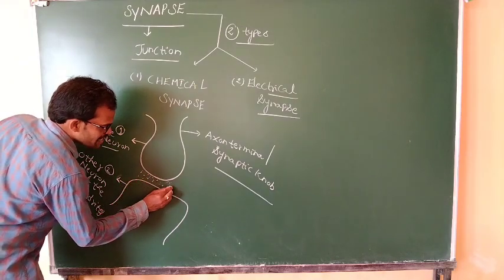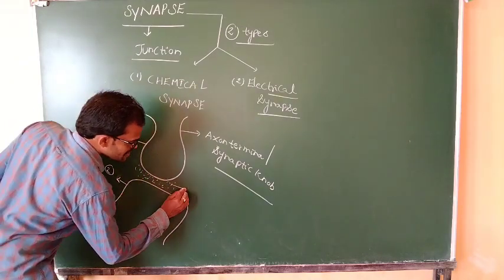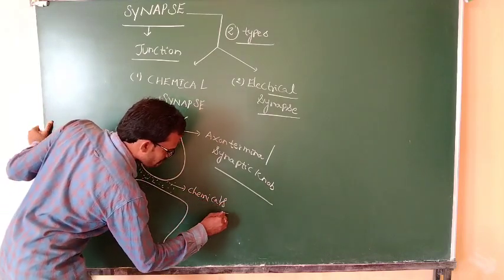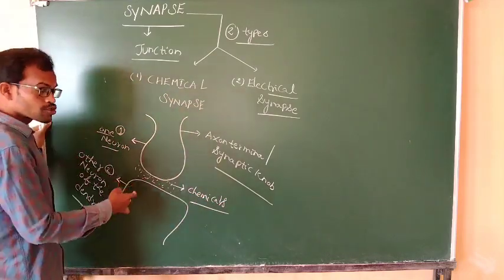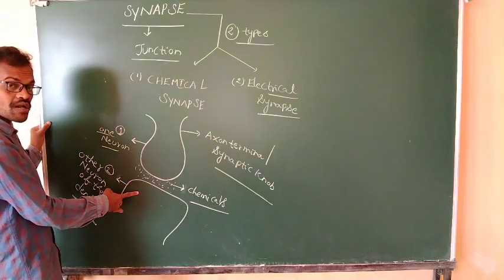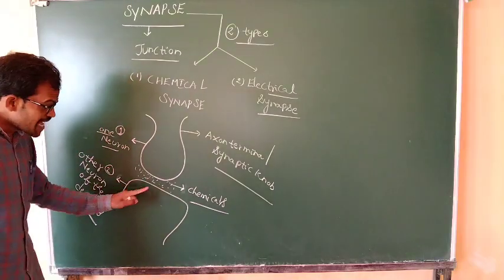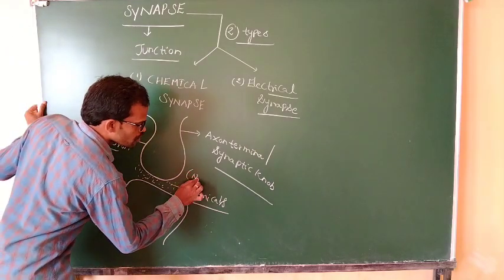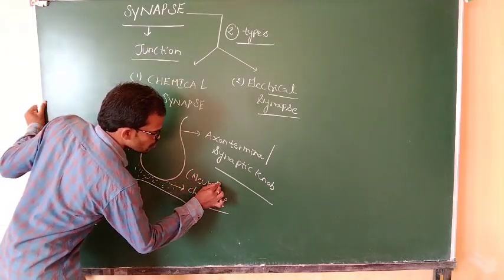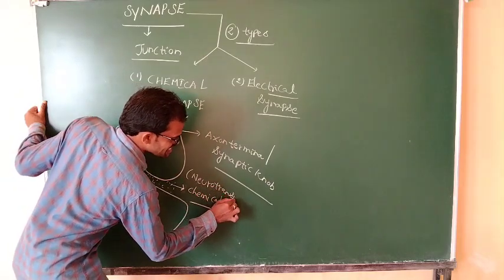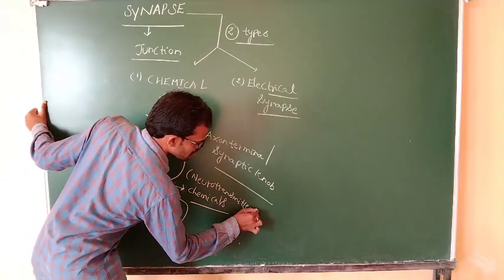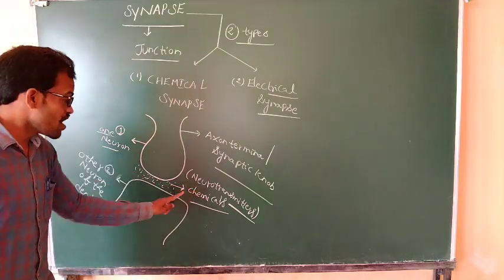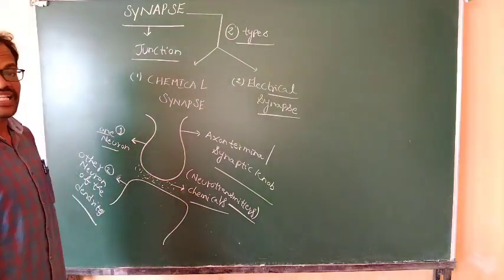Both neurons, one neuron and the other neuron, how will they communicate? With the help of chemicals. Chemicals means neurotransmitters. With the help of neurotransmitters, one neuron communicates with the other neurons.